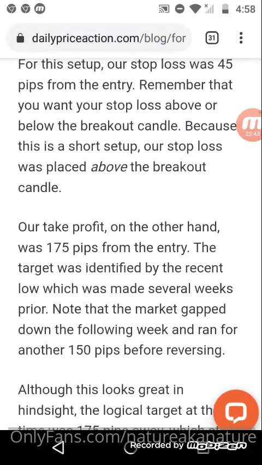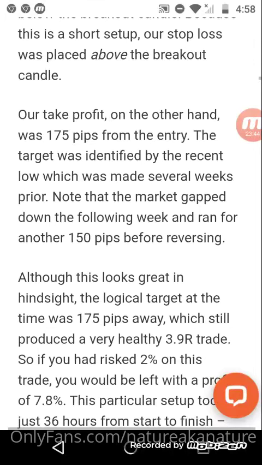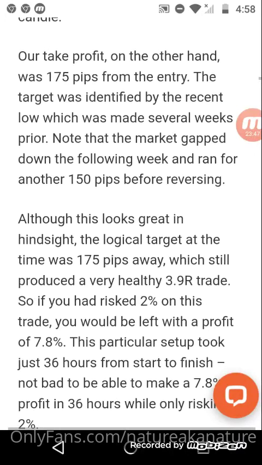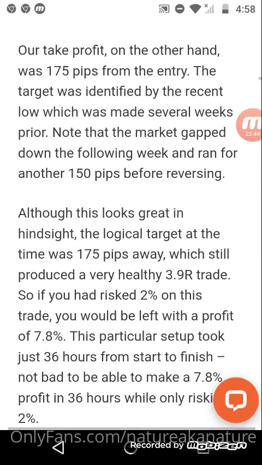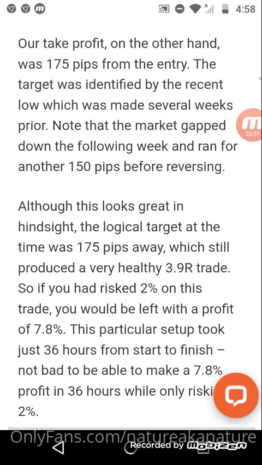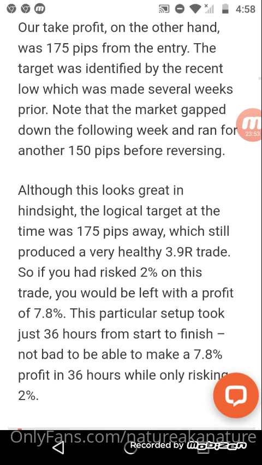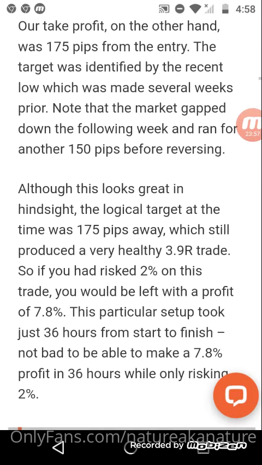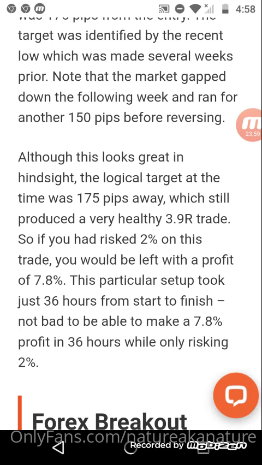Mind you, we only risk 2% of our account on this trade, and you would have been left with a profit of 7.8%. This particular setup took just about 36 hours from start to finish. Not bad to be able to make 7.8% profit in 36 hours while only risking 2%. So that is the Forex breakout strategy, the real potential.